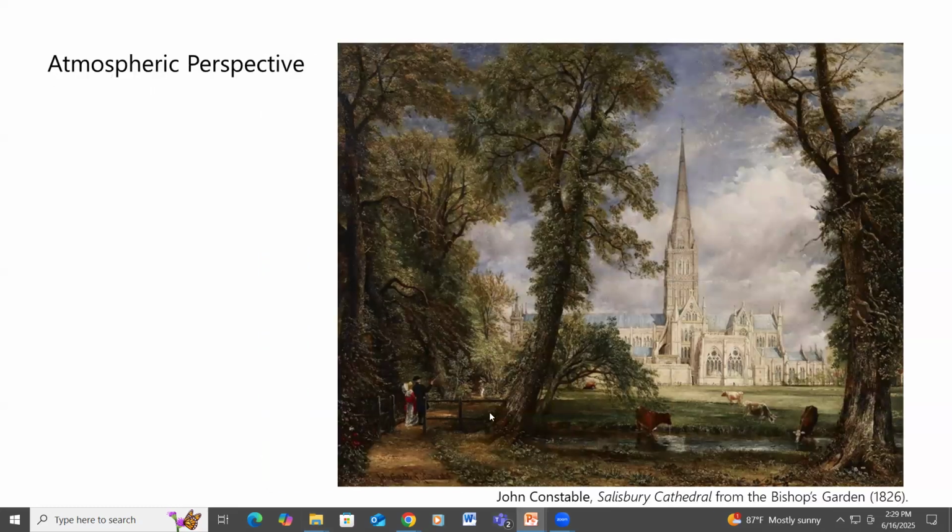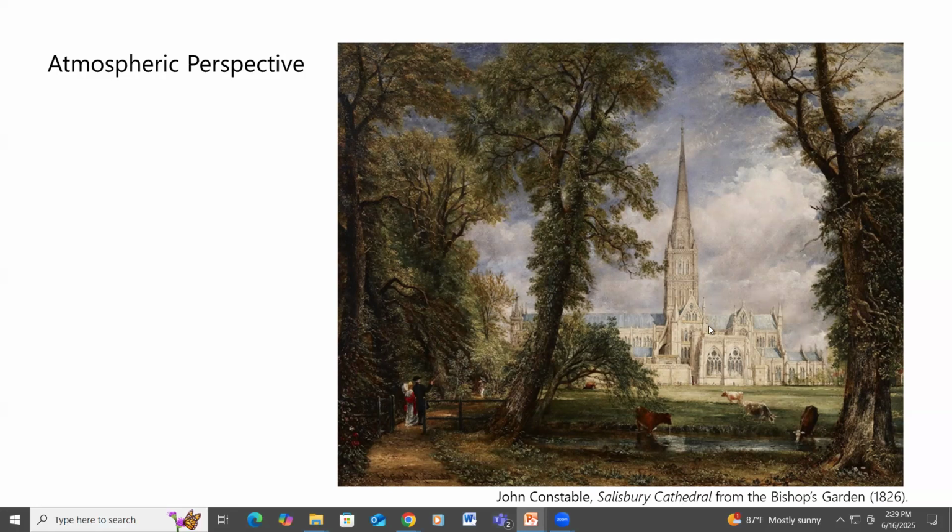So here we have another example of how we have richer and darker colors up close. Everything is in shadow. That's part of the reason. But then as we look into the distance, the colors get significantly lighter. And notice how the colors of the building are quite similar to the colors of the sky. This is John Constable, by the way, and it's a painting of Salisbury Cathedral.